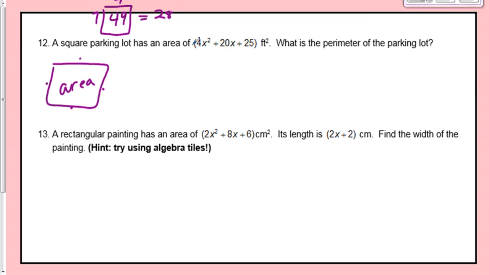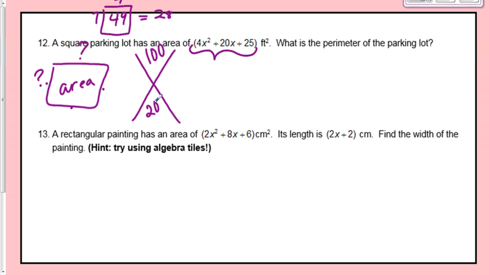So let me factor this to figure out what the side lengths are, because we're trying to figure out what times what gave me that area. So I first look for greatest common factor, and there's not one. So I'm going to draw my x factor. A times c goes on the top, so that's 100. B goes on the bottom. So what times what gives me 100, but adds to 20?